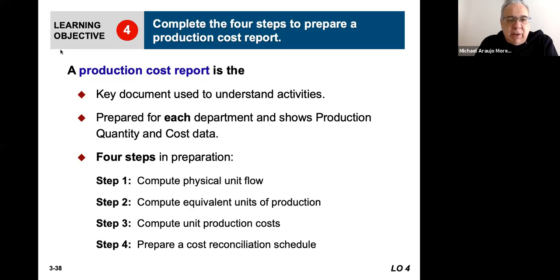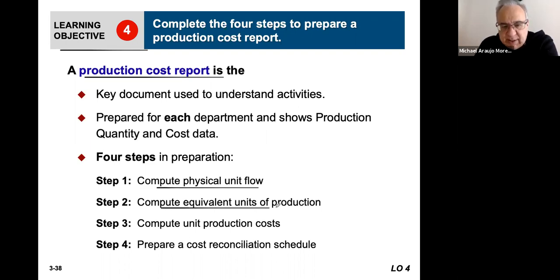All right, so learning objective 4 introduces you to putting all these steps together in something called a production cost report. So you've already done most of the work. You've already computed the flow of units. You already know how to do equivalent units, and you know how to do unit production costs. So this is sort of putting it all together in a type of report or a schedule that this objective kind of brings us to here.